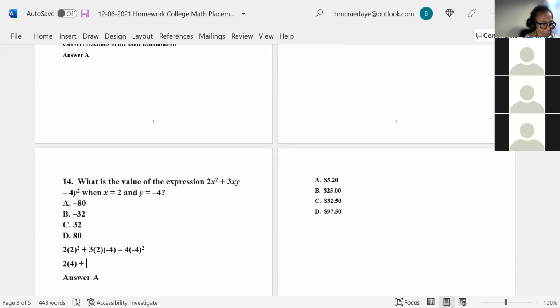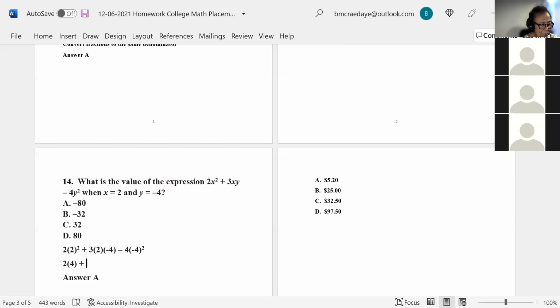Write 2x squared plus 3xy minus 4y squared. Then underneath that, write 2. Now for the x, put a 2.